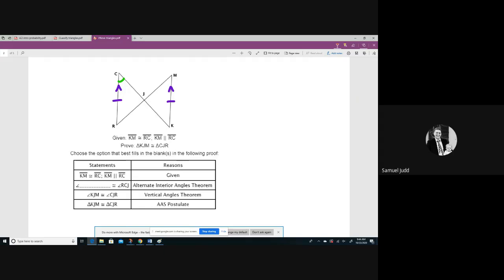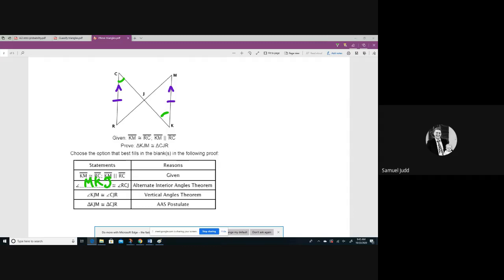Well, I've got parallel lines here, yes? And I've got a transversal, which means that the alternate interior angle to RCJ is right here. That's angle MKJ. That's our alternate interior angle because we've got our two parallel lines and our transversal. So I know those two angles are congruent and those two sides are congruent.